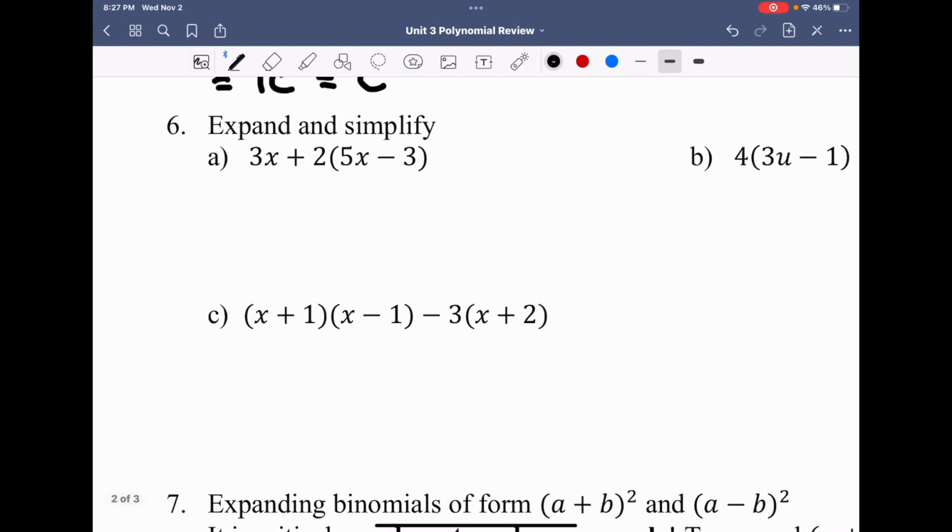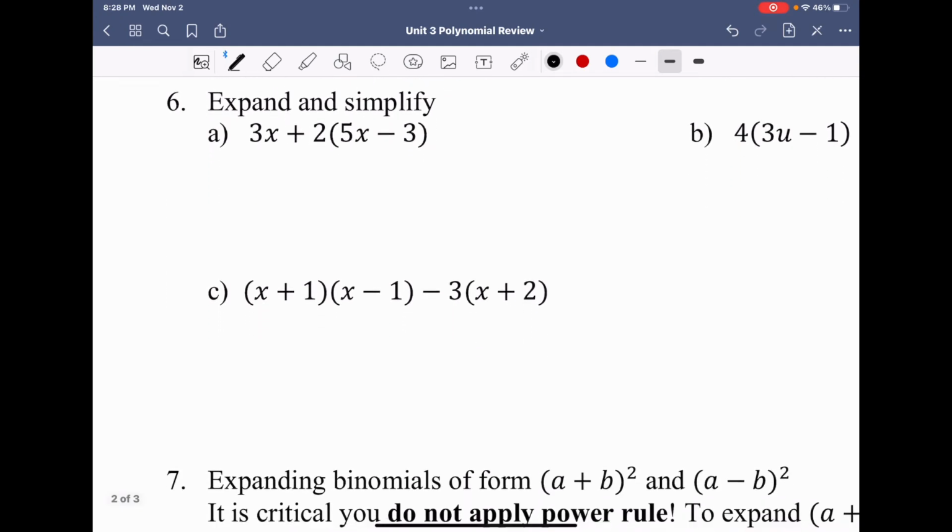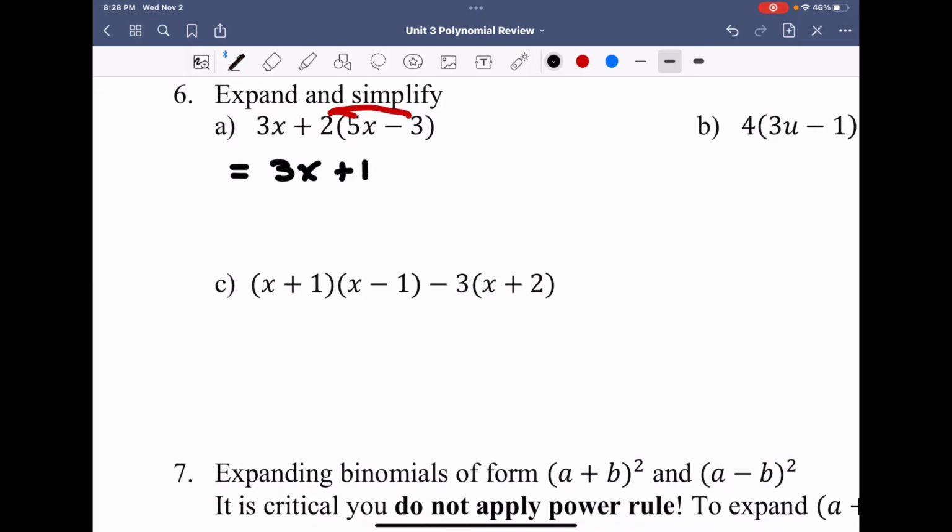Okay, now if I go down to number 6 here, expand and simplify. Now I just have a term where I have to expand or take away all the brackets and then put the like terms together. So by order of operations, I know that I'm going to have to look at brackets, exponents, then multiply, and then deal with addition and subtraction after. So for my example A, I leave the 3x, I expand the 2 into the brackets, and this becomes plus 10x. 2 times negative 3 is negative 6. And now I combine the x terms together. 13x minus 6. There we go.